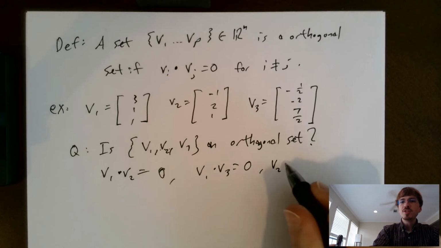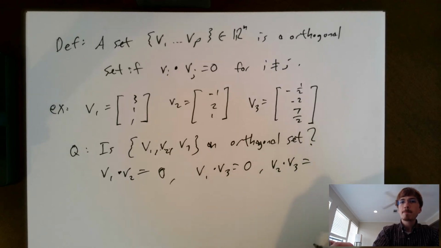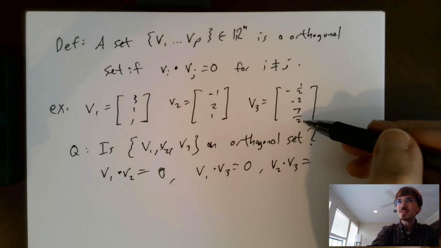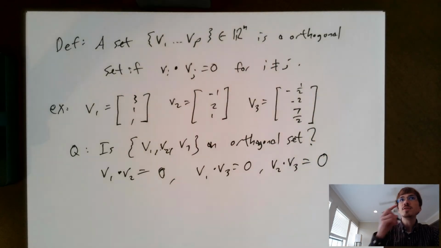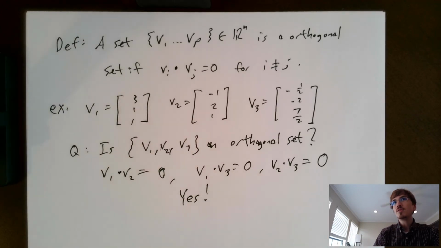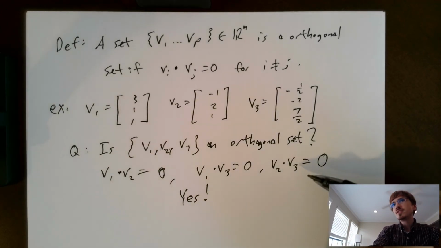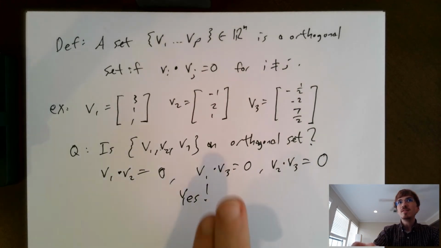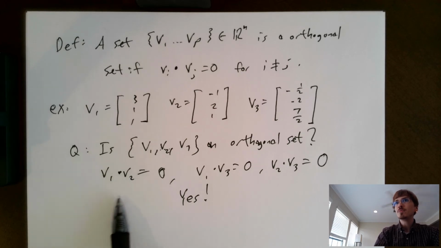And then what is v2 dot v3? It's 1 half minus 4 plus 7 halves, so that's 8 halves minus 4, which is again 0. So the answer here is yes, this is an orthogonal set. Why do we only need to consider 3? All the other pairs are just going to be these, but with the order reversed. And we know that the dot product with real numbers is commutative, so we only have to do these 3.